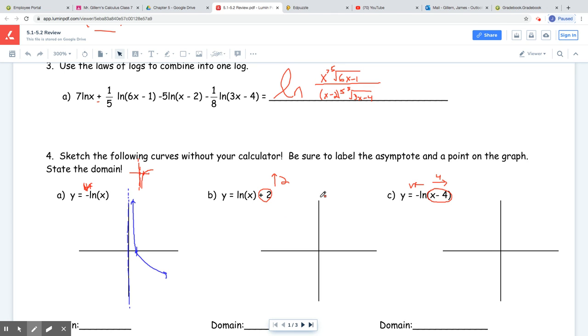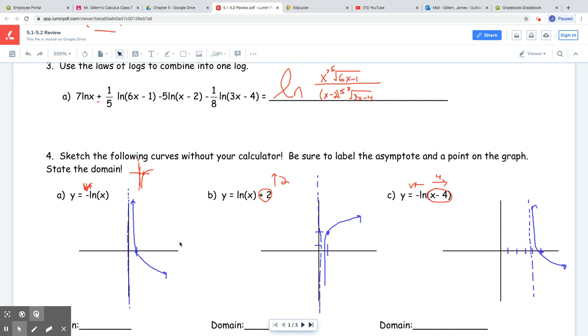For this one, I moved it up 2, but that does not affect my vertical asymptote. I would normally be at 1, 0, but now I move it up 2. So now I'm just there. This one, we moved it to the right 4, which means my vertical asymptote is now at 4. I was at 1, 0. I flip it vertically, nothing happens, but my point is now here at 5, 0, and it gets flipped, so it looks like that.